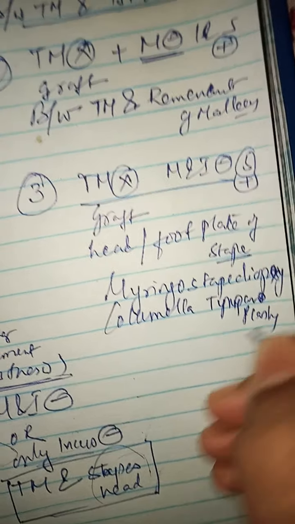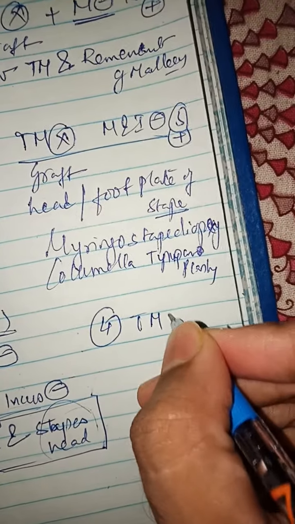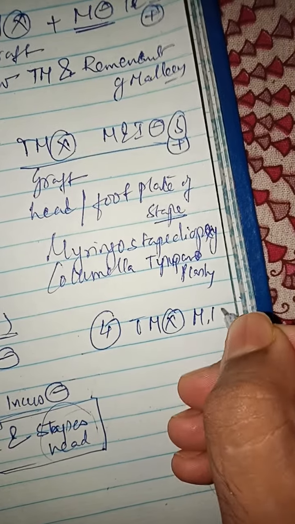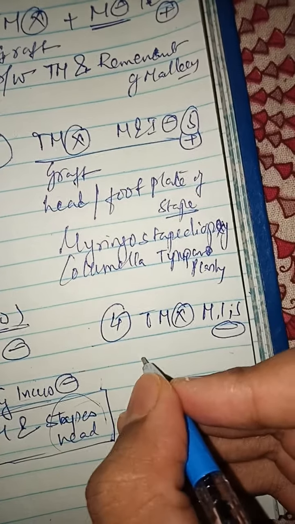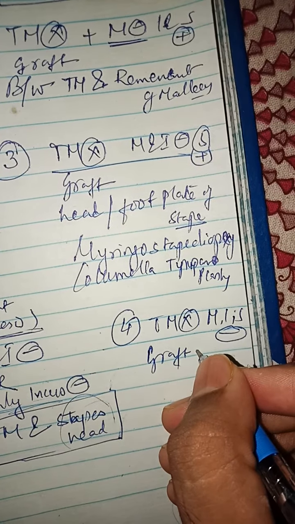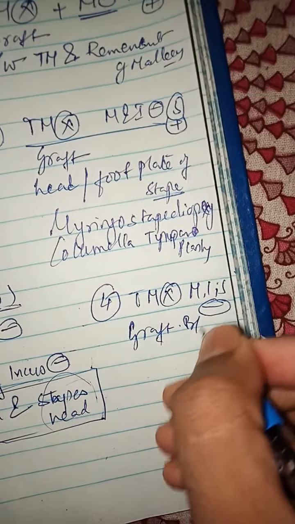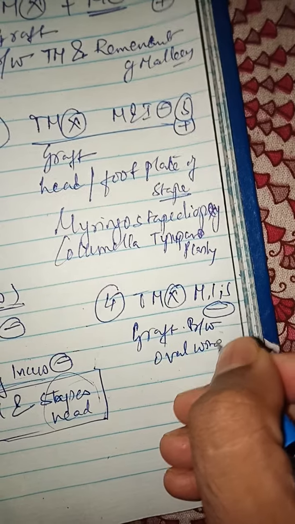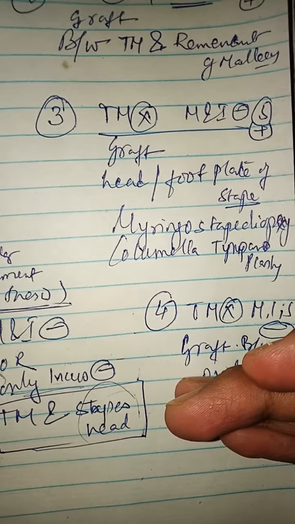In type 4, all the 3 ossicles are absent. Tympanic membrane absent, malleus, incus, stapes, all are absent. So we have to place the graft, where? In between the oval window and round window. So oval window will be above, round window will be below. Between oval window and round window.